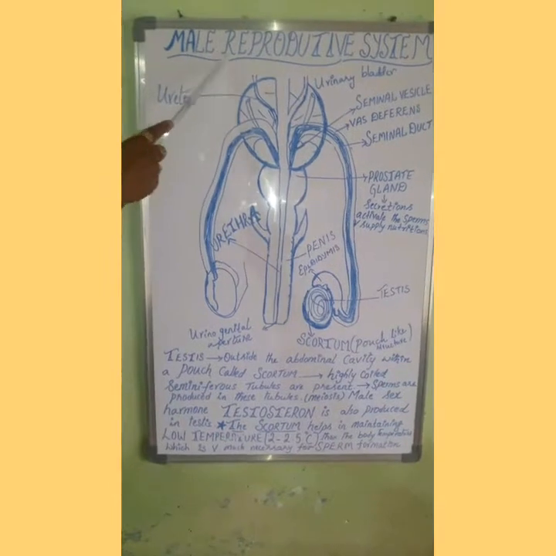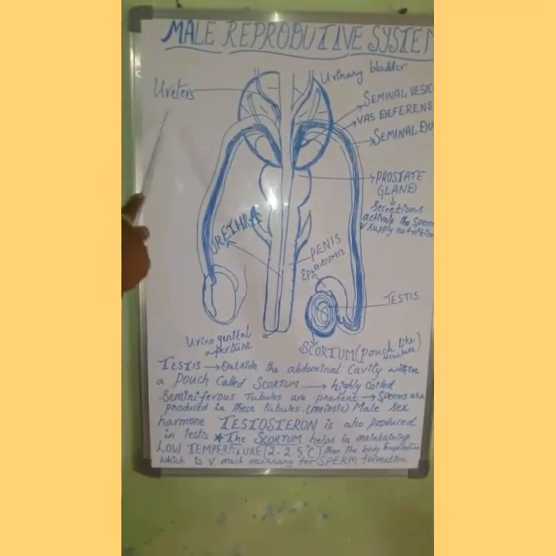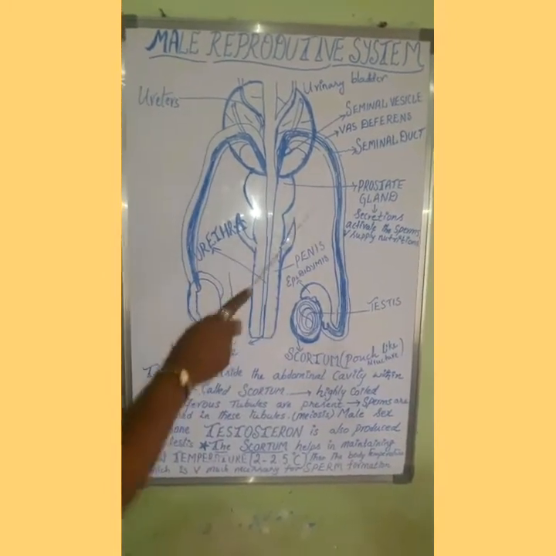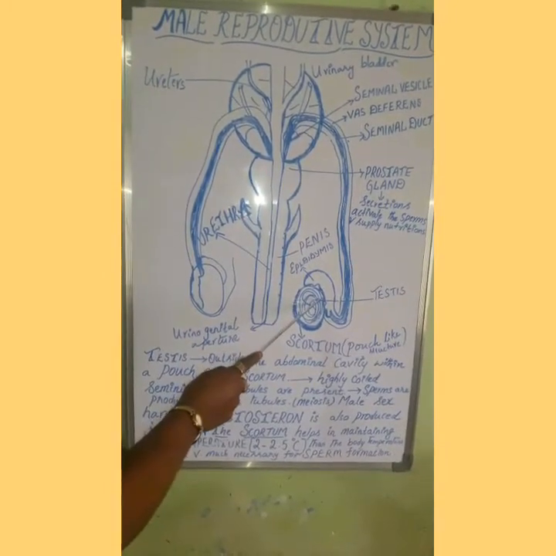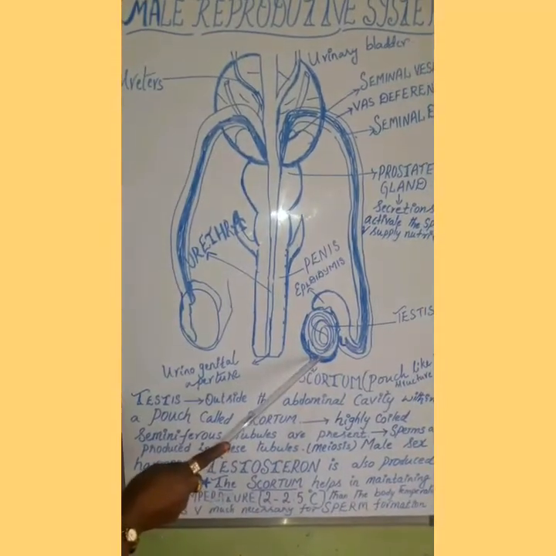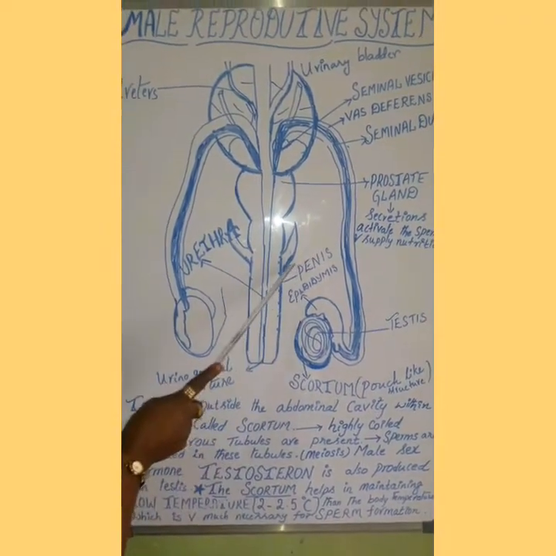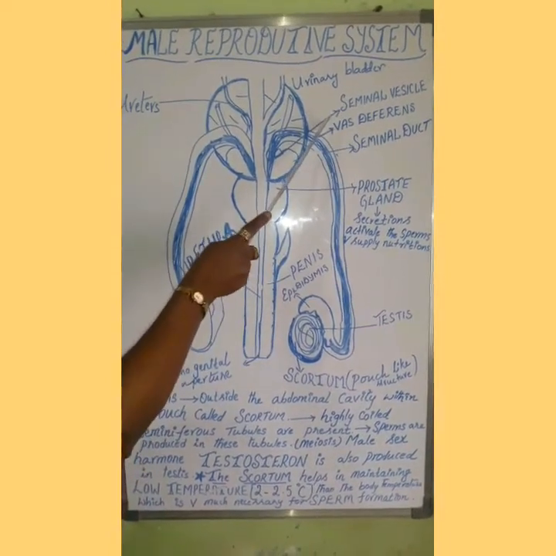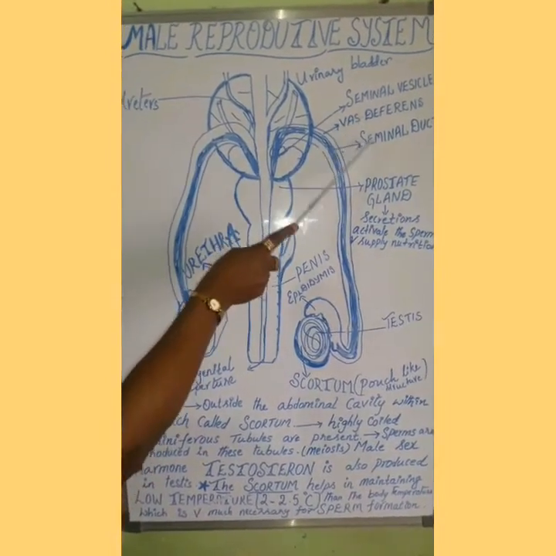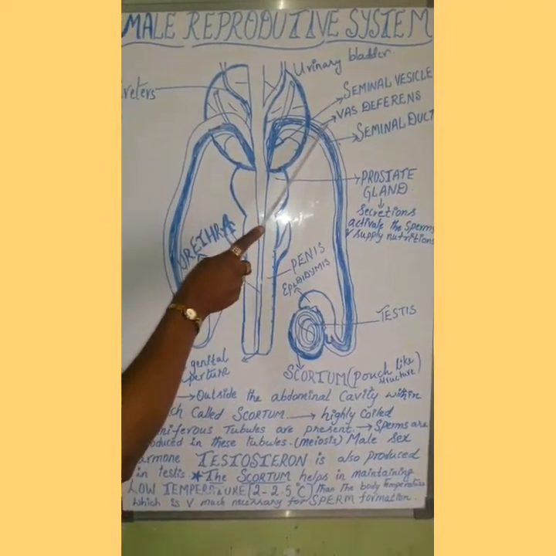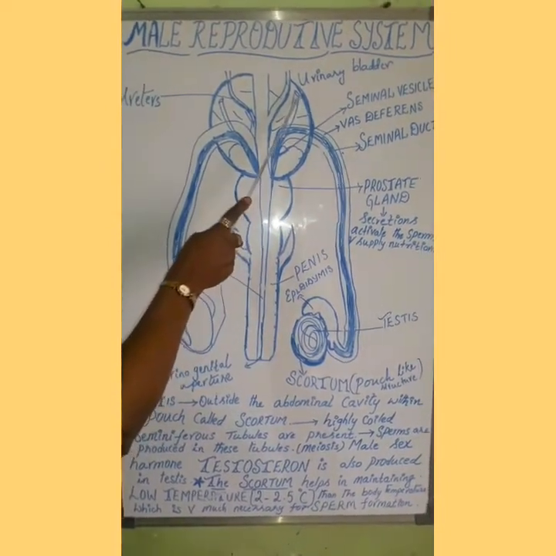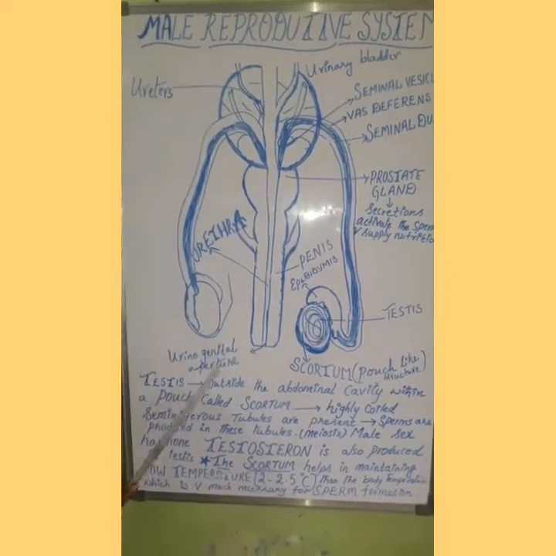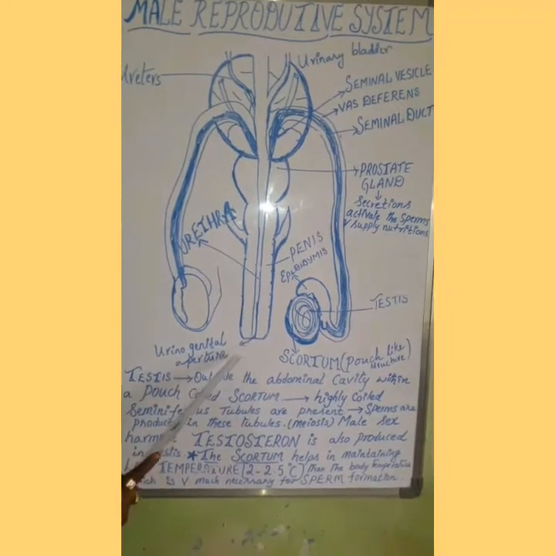Study about the male reproductive system. It consists of the following parts. The male reproductive system consists of a pair of testes, scrotum, penis, prostate gland, seminal vesicle, seminal duct, vas deferens, urinary bladder, ureter, urethra, urinogenital aperture.